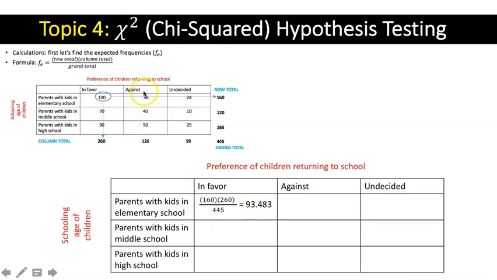I do the same thing for each cell. So for example, for those who are parents of elementary school children who are against, I would multiply 160 times 126 divided by 445, and that goes right here. If I want to figure out for undecided what is the expected frequency, I would take its row total times column total divided by the grand total. So 160 times 59 divided by 445. And I do that for every single one until I figure out my answers.